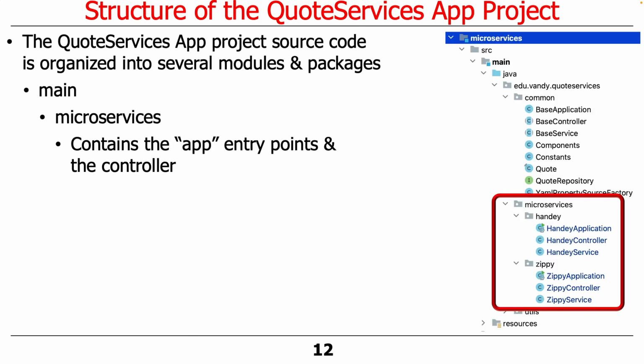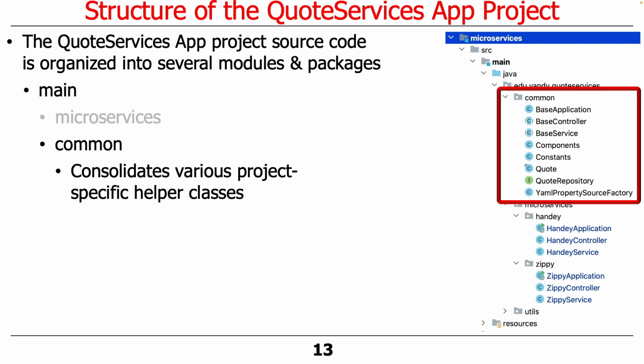And then we've got the microservices project, which has the entry points into the different microservices. And once again, we've designed this in a very interesting way. So as you can see here, we've got a microservice for the handy quotes. We'll talk more about the handy quotes. We've got a microservice for the zippy quotes. We'll talk more about the zippy quotes. And that's where really the business logic lurks. But then we've got a lot of this common code that factors out things like the base application, the base controller, the base service.